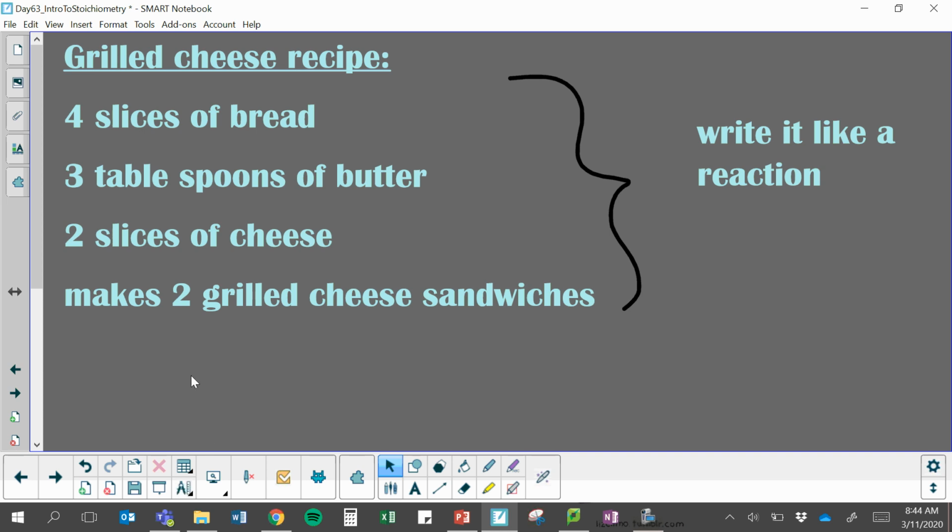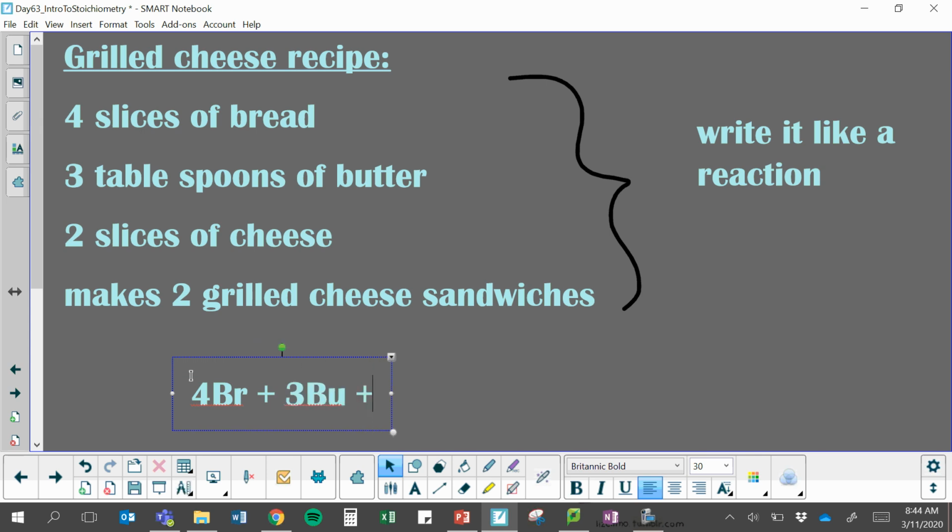Okay, so what you could do for this is you could show that you have 4 pieces of bread plus 3 tablespoons of butter plus 2 slices of cheese, and all of that yields, remember our arrow means yield, 2 grilled cheese sandwiches. And we don't want to write grilled cheese sandwich because we want to show that our equation can be balanced and follows the law of conservation of matter. We have the same amount of matter in the same atoms as we had before.